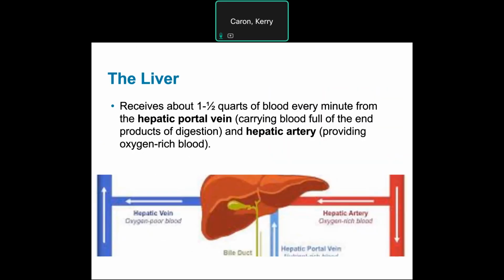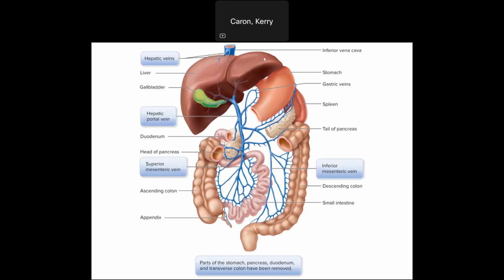The liver receives about 1 to 1.5 quarts of blood every minute from the hepatic, that means liver, portal vein, and it carries blood full of the products of digestion. Then the hepatic artery brings the liver some nice oxygen-rich blood. So you've got the liver here. See, it's huge. You have hepatic veins.